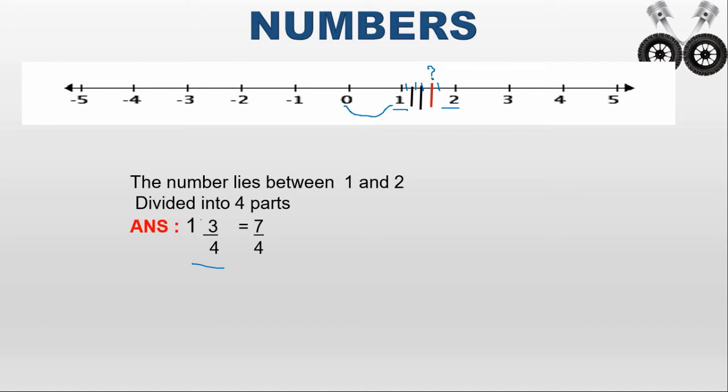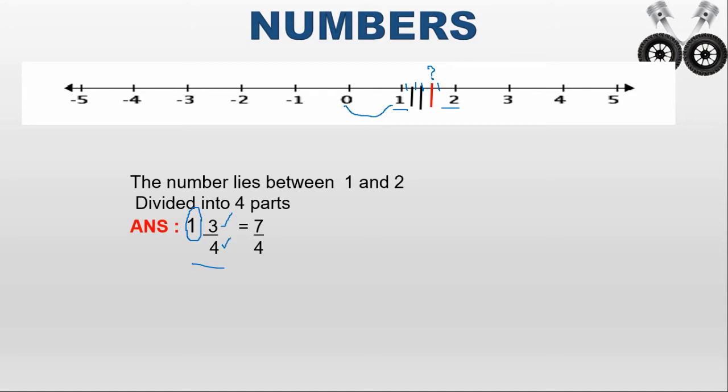So 1 is the whole part. Then where does the question mark lie? It lies on the third part. So you have to write it as the numerator. How many parts is it divided into? It is divided into 4 equal parts. That can be written as the denominator.